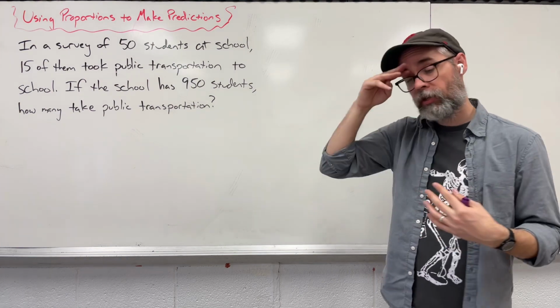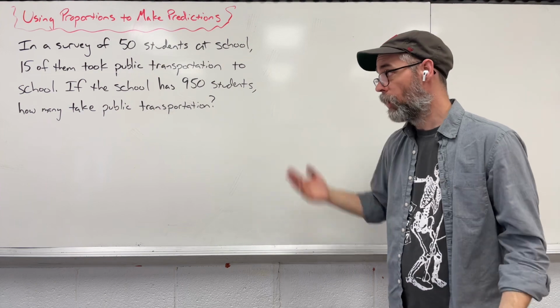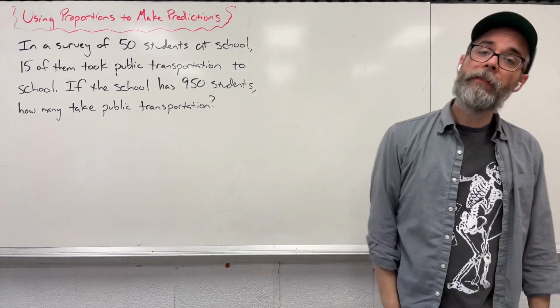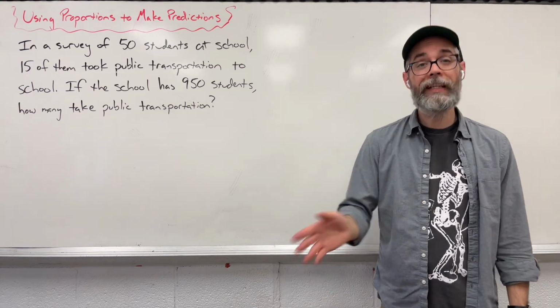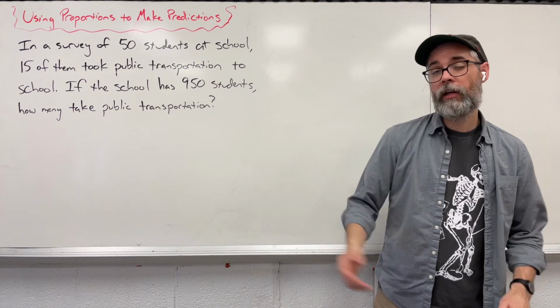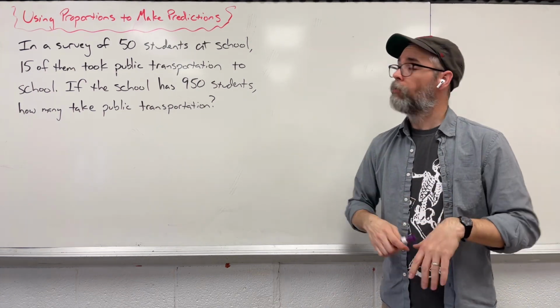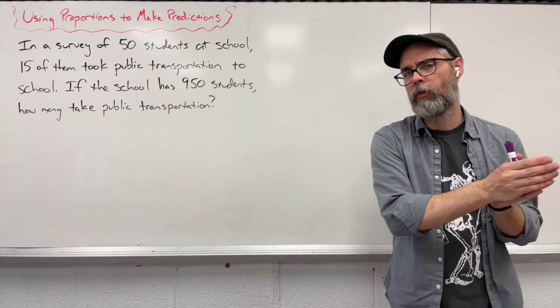Now, making that prediction, one of those four numbers is going to be missing. So we're going to figure out what it is. So what do we got going on? In a survey of 50 students at your school, 15 of them said that they take public transportation to get to school. If the school has 950 students, how many actually take public transportation? So this is going to be a prediction. It's not going to be 100% accurate because otherwise you'd have to ask every one of those students.